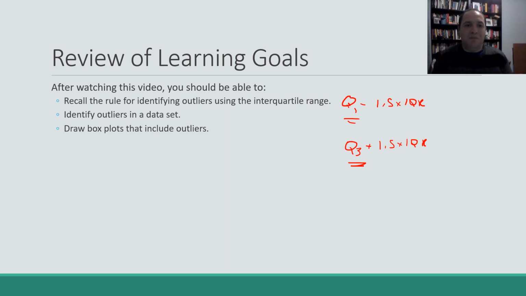You'll need to be able to use them to identify outliers in a data set. That was what we did in our example. And then draw a box plot that includes outliers. That's what we did in our second example.